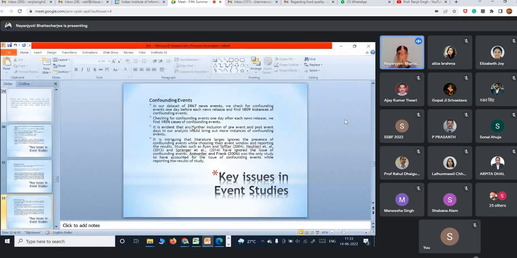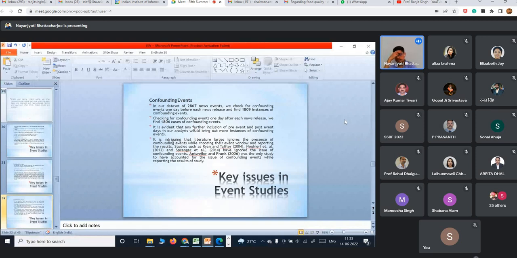It is quite interesting to note that literature largely ignores the presence of confounding events while choosing their event window and reporting the results. Only a few studies, like Rand and Tefler, Newerell and Sprenger, have ignored the issue of confounding events. Even studies published in reputed journals have ignored it. But only the study by Antler and Frank back in 2006 accounted for the issue of confounding events while reporting results.